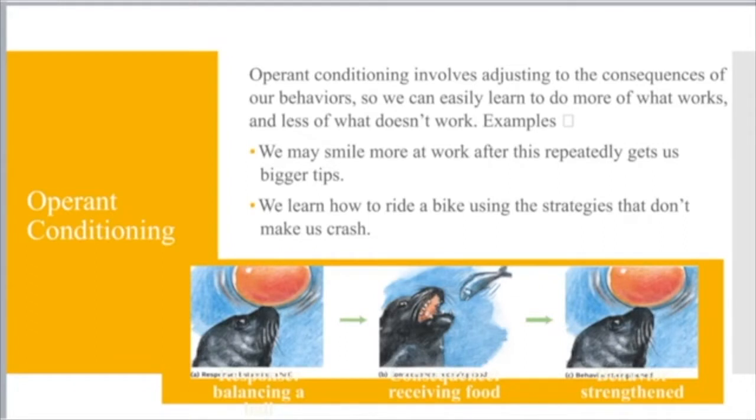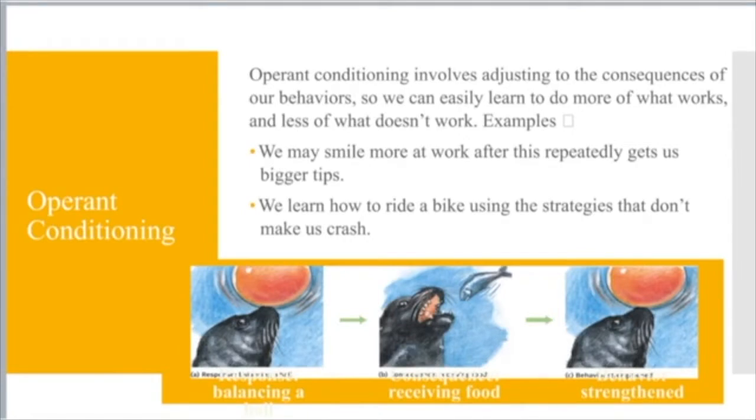For example, as the ones listed on this slide, we may smile more at work after this repeatedly gets us bigger tips, or we learn how to use a bike using strategies that don't make us crash. This image down here at the bottom, if I bounce a ball, I being the seal in this picture, I get food. So I'm going to continue bouncing that ball. That behavior is then strengthened.